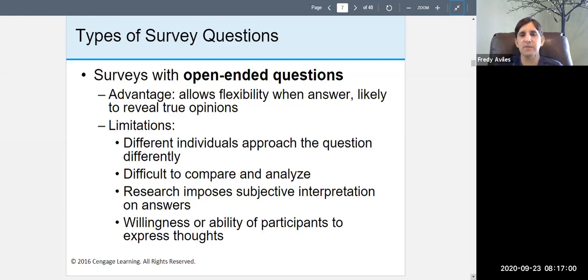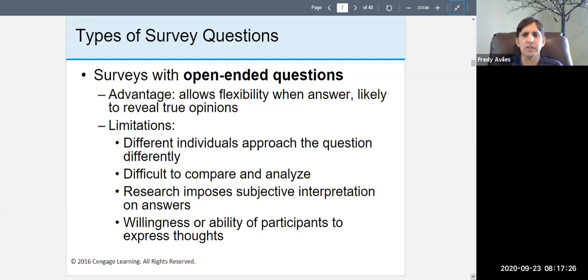But there are several limitations. There are several problems. Different individuals can approach the question differently. What comes to mind when you think of the word love? Some individuals are going to be thinking about romantic love, okay? And they'll mention things like kissing and hugging and sex and things like that. Others might be thinking about friendship and maybe siblings and motherly love and fatherly love and that kind of stuff. And they'll write different things.